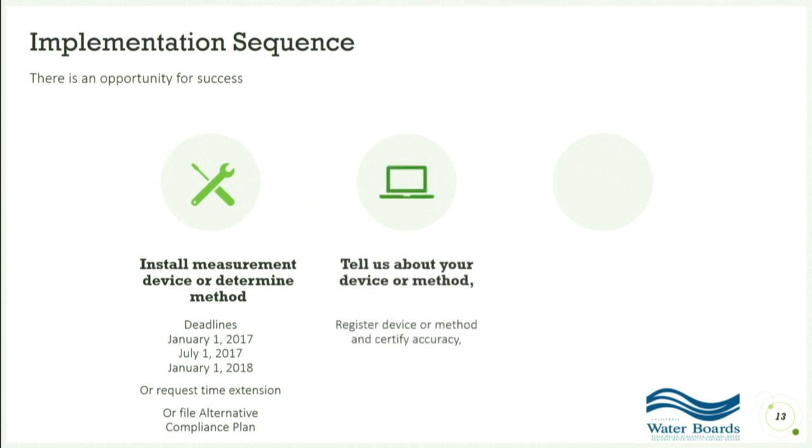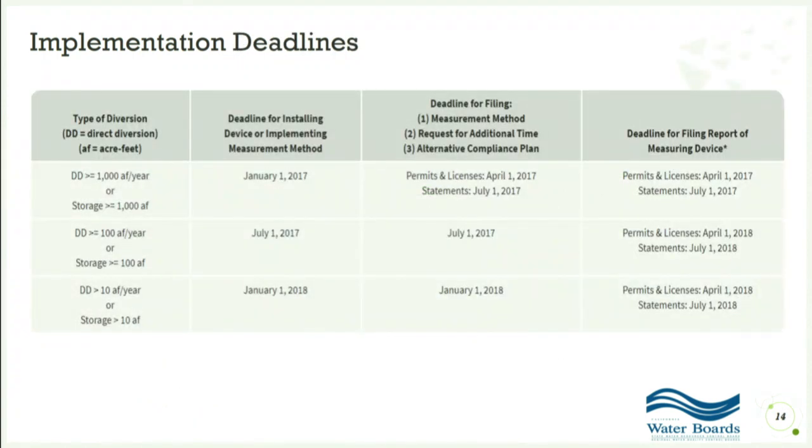The next step after installation of your device or preparation of your method was you had to tell us about your device or method, you had to register it, and you had to certify the accuracy of the device or method. And then the third step is where we are now, which is we're ready to receive the measurement data. This table is very busy, but it summarizes these deadlines. You can look at it later. Again, all these deadlines have passed.